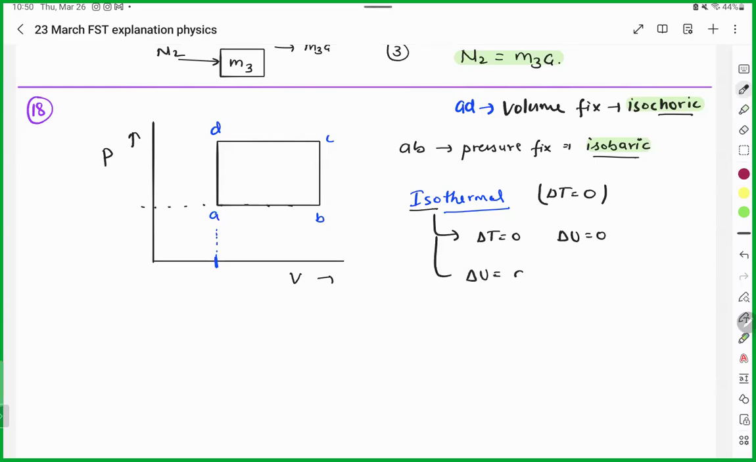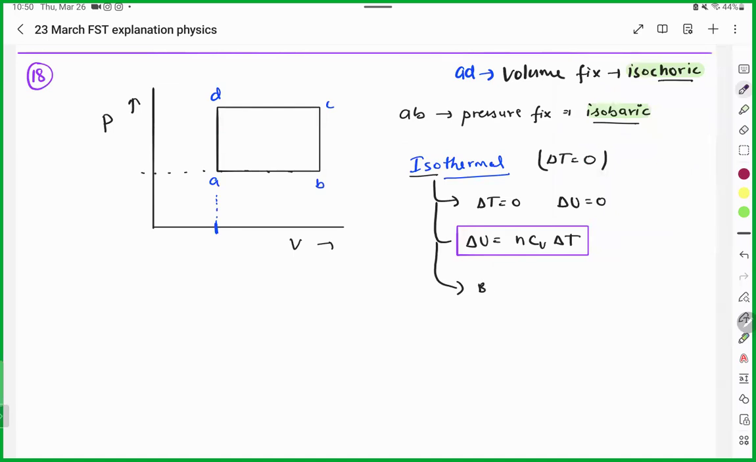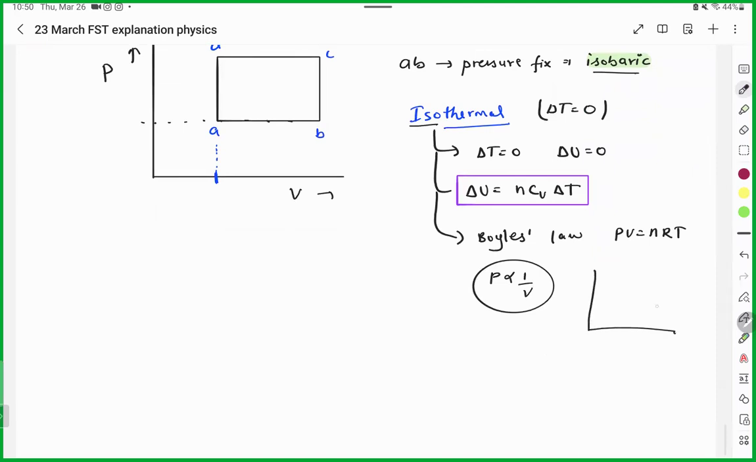Because delta U is equal to n Cv delta T. If delta T is zero, delta U is zero. Correct? And this is also your Boyle's law. Why? Because we know PV is equal to nRT. When temperature and number of moles are constant, P is inversely proportional to volume. This is Boyle's law. In Boyle's law, if you draw the graph, it will be a parabola.